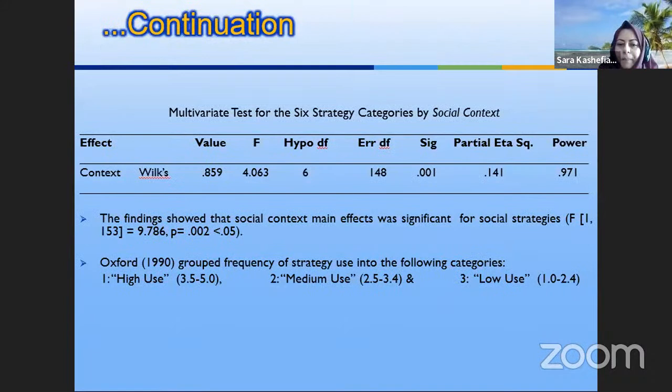MANOVA results of Malaysian students also revealed a significant main effect for metacognitive, social strategies and indirect strategies in favor of students whose mother lacked university qualifications.